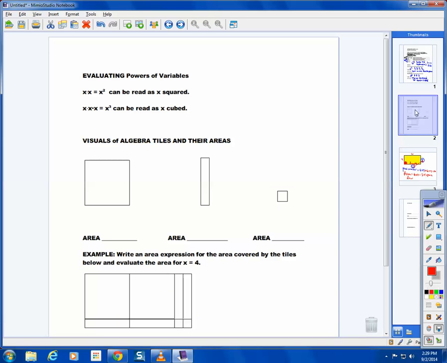So, here we go. We kind of talked about evaluating powers right here. A couple of things that we already know up here. We had said x times x can be written the same as x to the what? X times x is x to the second, and we can read that how? X squared. Anything to the third power can be read as what? Cubed. Okay, just keep that in mind, okay?